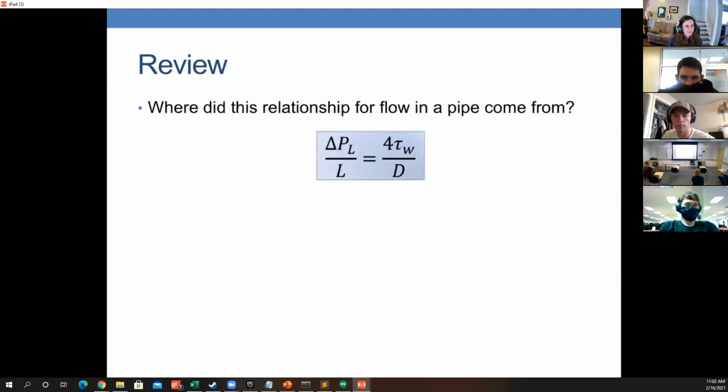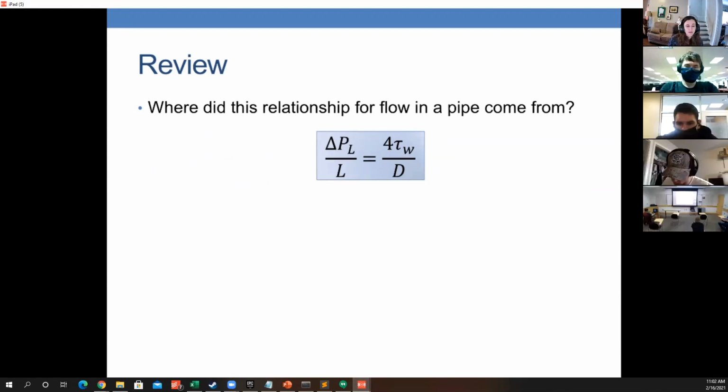So we learned about this relationship for flow in a pipe. Does anyone remember where that came from? We derived it from something. Anyone remember how? The Reynolds number? No, the Reynolds number comes in eventually, but we started without that. We started from sort of looking at the system fundamentally.